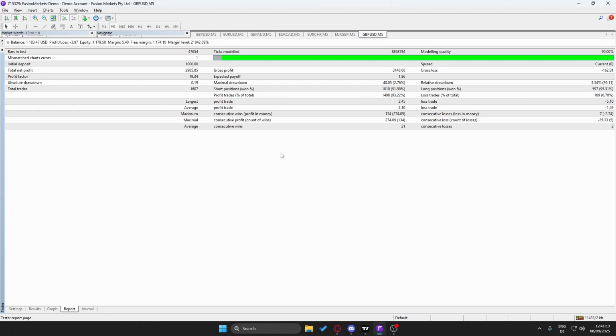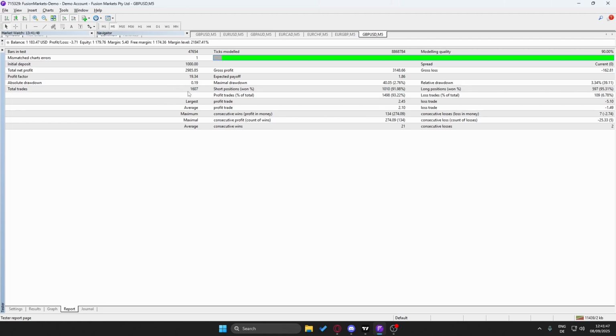First thing you'll notice is probably the profit. We have an initial deposit of 1,000, just like the one I'm testing, so it's giving me relatively accurate data. The data is also pretty high quality at 90%. This means 90% of the ticks and 90% of the bars, or candles, that were checked are real live data, and the rest had to be modeled because the data wasn't available. As you can see, we have an incredibly good profit factor of 19.3.